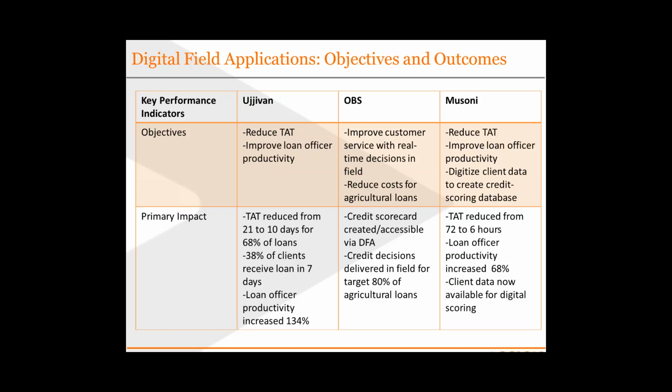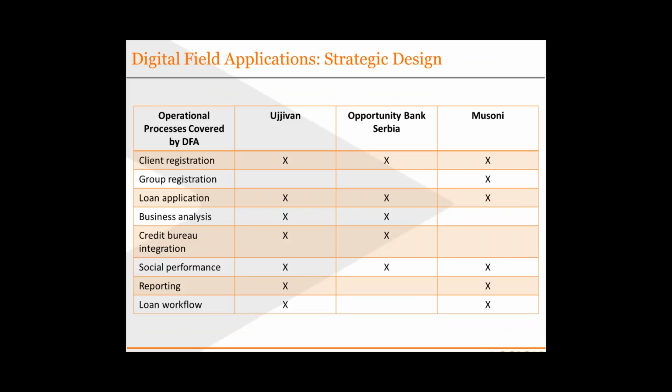The one thing I did want to highlight as well is that for Musoni, a secondary goal was to digitize 100% of client data to be able to then create a credit scoring database. And this they were also able to achieve. This slide here is just to show that it's very important, and each institution mapped out the requirements that they wanted to achieve with the DFA, and therefore configured the DFA to their business needs. For example, Musoni wanted to eliminate paperwork from group loans, whereas OBS wanted to offer an immediate credit decision in the field.